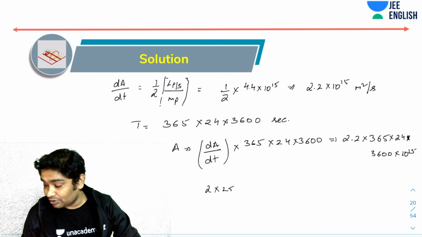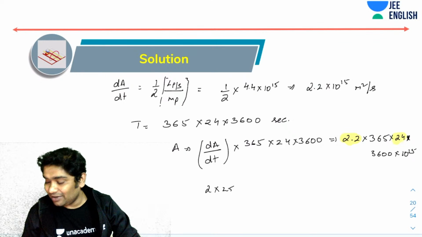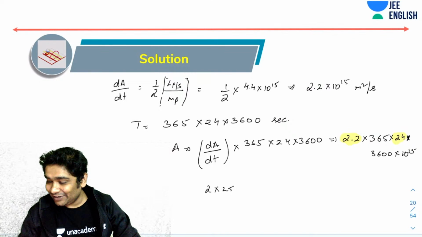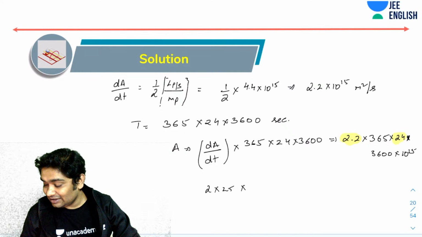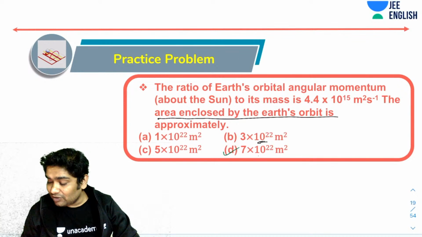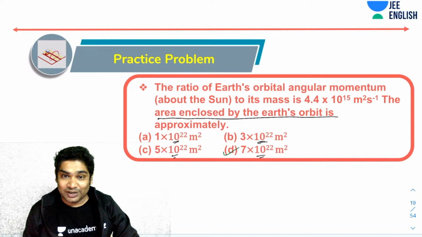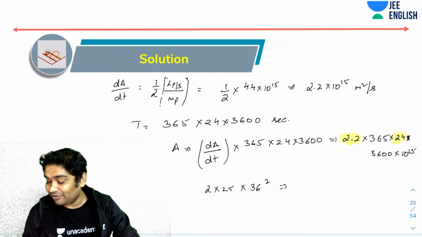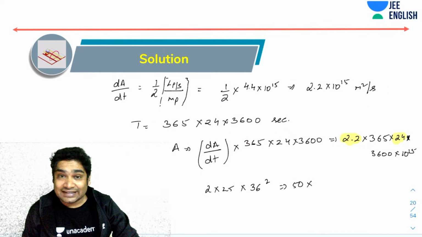These are the tricks that you should use. This into this can be roughly written as 2 into 25 into 36 whole square. Since the powers of 10 are the same for all, all I need is the first term. So I only need to focus on the first term. This will be roughly 50 times 36 square.